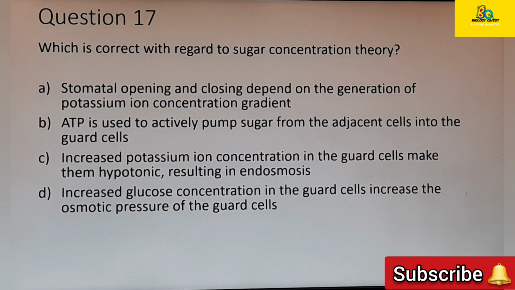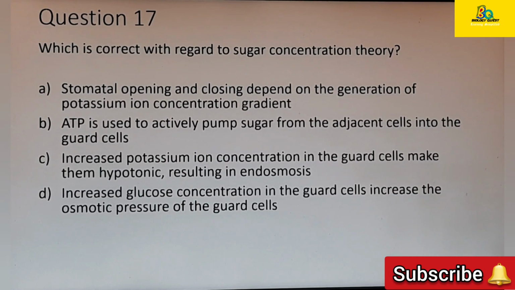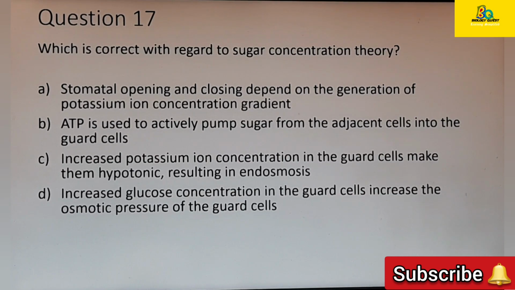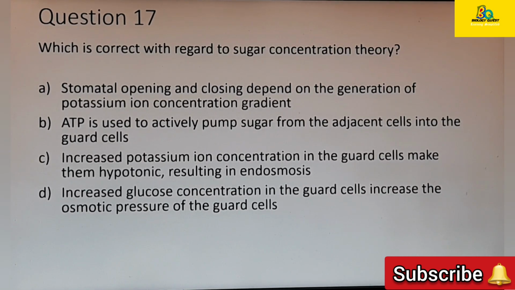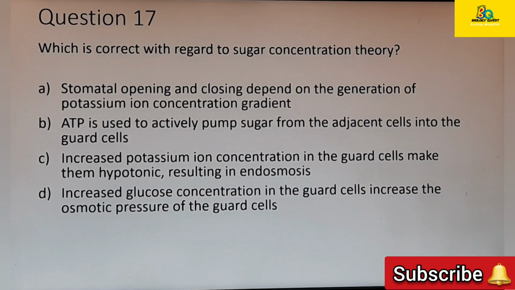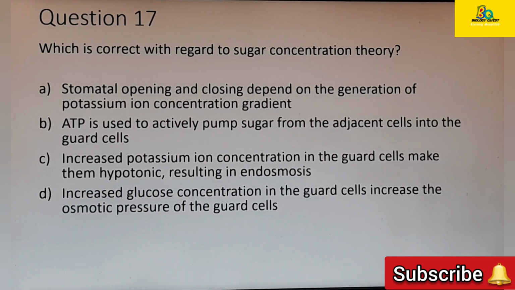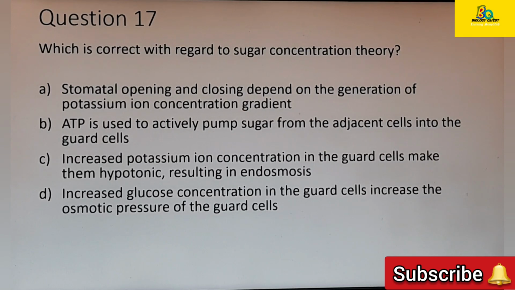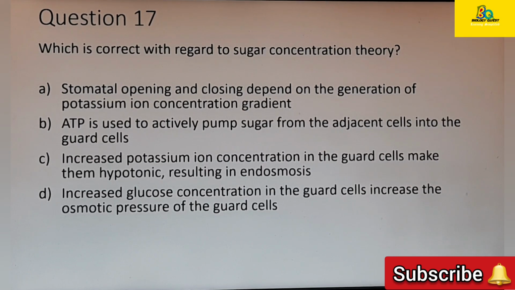And when photosynthesis is not taking place, what will happen? Water withdraws from the guard cells. Water moves out of the guard cells into the adjacent cells, and the guard cells become flaccid and the stoma closes. Now, look at the options once again. Here the question is, which is correct with regard to sugar concentration theory? Option A, stomatal opening and closing depends on the generation of potassium ion concentration gradient. So, here there is no potassium ion concentration gradient, no development of such a gradient there. So that option is wrong.